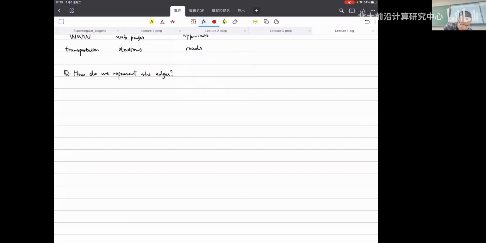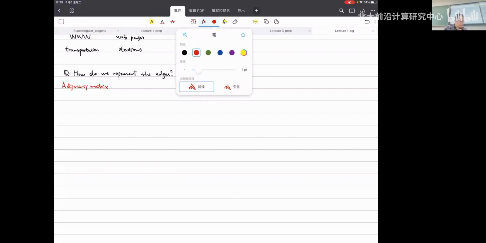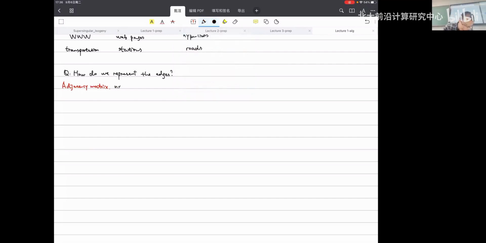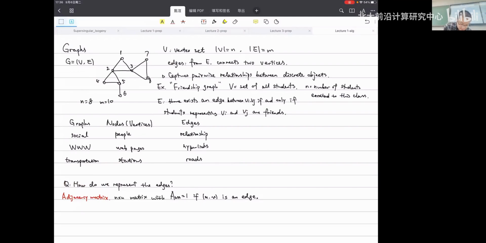I think the very first thing that you can think about is something called the adjacency matrix. So what is the adjacency matrix? The adjacency matrix is basically an n by n matrix with a_uv equals 1 if uv is an edge. There is something we want to be careful about. Maybe, for instance, let's take this as an example. Let me copy this.